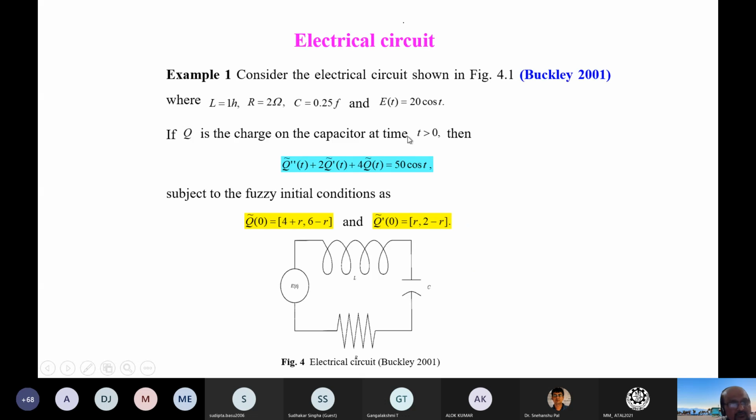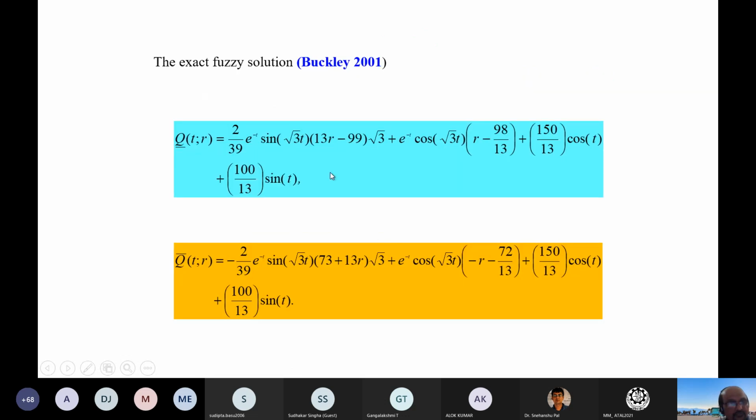Now take the electrical circuit, a very simple electrical circuit. This some author has taken, Buckley, 2001. So this is a second order ordinary differential equation. After putting and simplifying, we'll get this ordinary differential equation with respect to this electrical circuit, where the initial conditions are Q tilde 0 and Q dash 0 as (4 plus R, 6 minus R) and (R, 2 minus R). These are actually in TFN. Again, this exact solution, Buckley, I told, he has already solved and found the exact solution, and we will compare with this also, that it was agreeing.